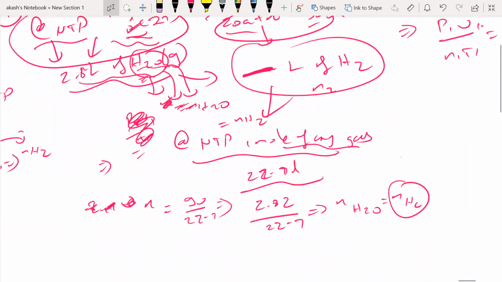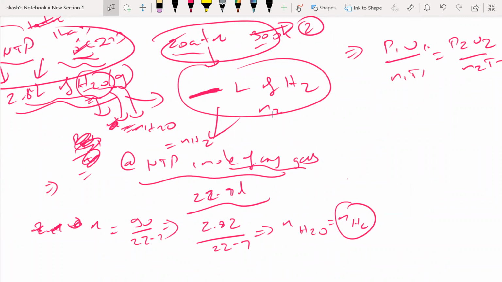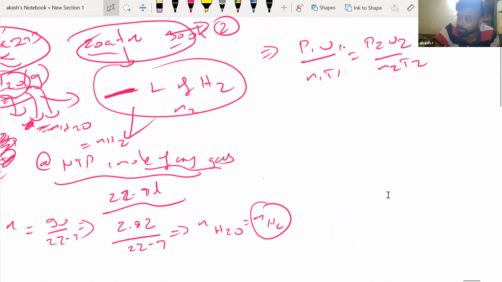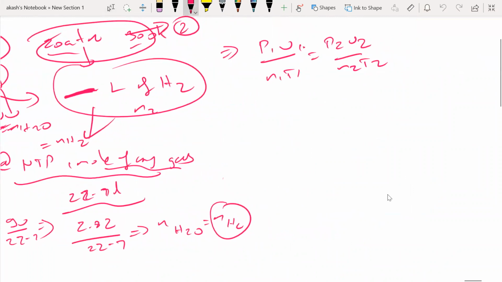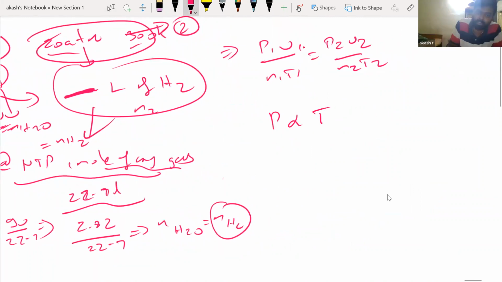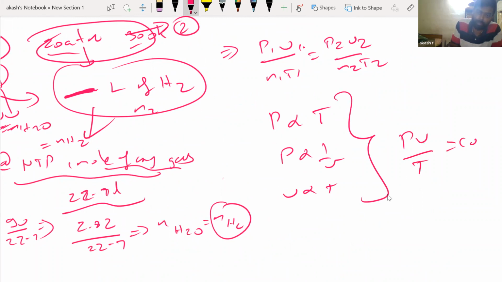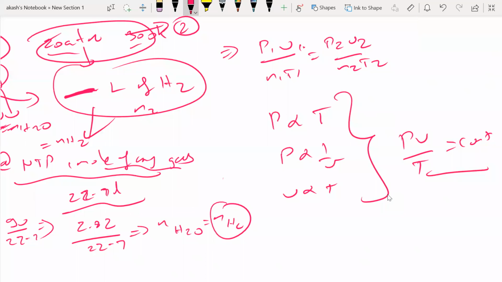Sir, could you derive the equation for PV upon T equals constant? Oh, yes, okay. So that's easy. P is inversely proportional to V, and V is directly proportional to T. So if you combine all that, we get PV by T is constant.